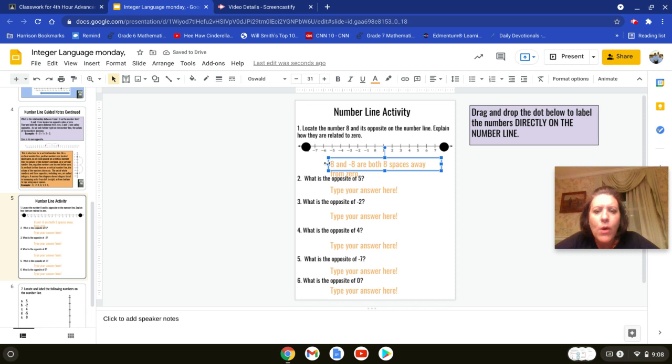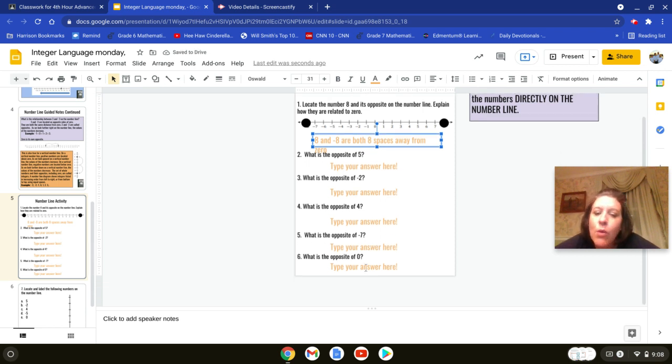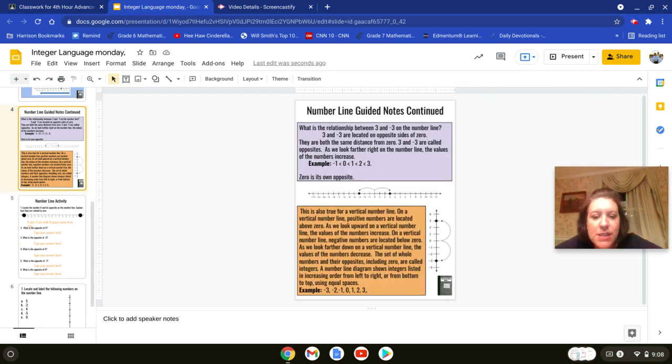Now think about, what is the opposite of 5? What is the opposite of -2? What is the opposite of 4? What is the opposite of -7? And then what is the opposite of 0? Well, the answer to that question, what is the opposite of 0, is in this guided notes reading on slide 4. What is the relationship with 3 and -3 on a number line?